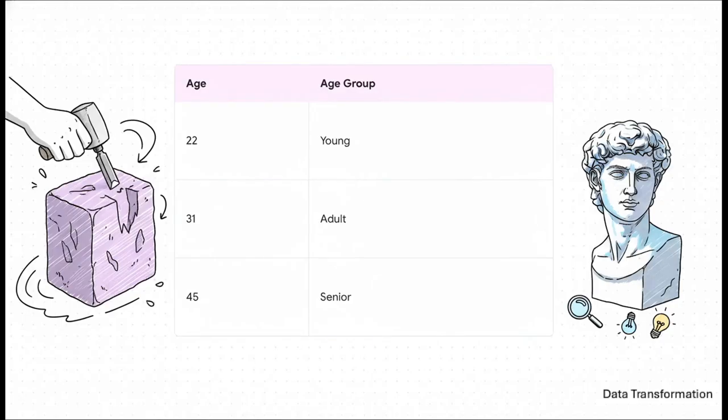So, for example, instead of trying to analyze thousands of different ages one by one, we can just bin them. So, someone who's 22, they go in the young bucket. Someone who's 45, maybe they're in the senior group. All of a sudden, it's way easier to compare how different age groups behave.